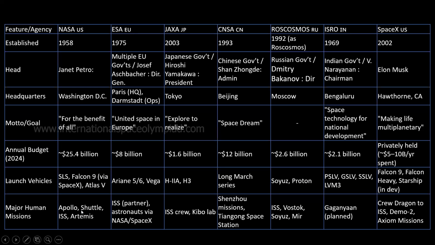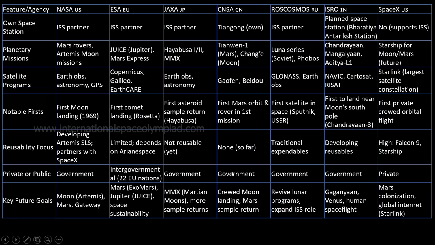Major human missions, as you know, Apollo, Shuttle, then ISS, then Artemis, the major human missions, okay. Then ISS astronauts via NASA or SpaceX, then ISS crew, Kibo Lab for JAXA, then these are all missions for CNSA. And I think almost all the space agencies, except ISRO, actually have a human mission, but for ISRO, it is under development, the Gaganyaan mission. Actually, it's planned. Okay, they have already chosen the astronauts itself.